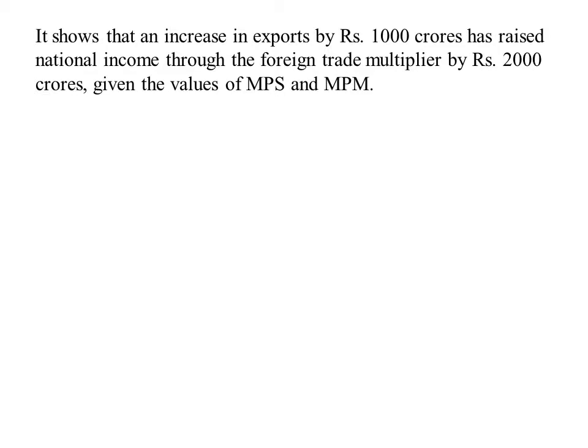It shows that an increase in the export by 1000 crores will increase national income through the foreign trade multiplier by 2000 crores, given the values of marginal propensity to save and marginal propensity to import. This is what the foreign trade multiplier is.